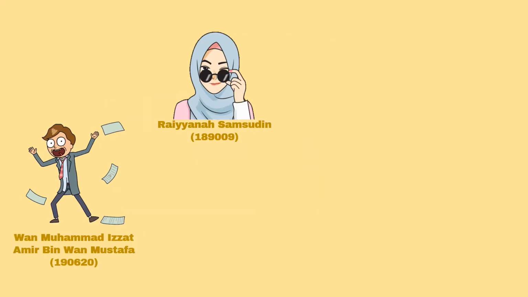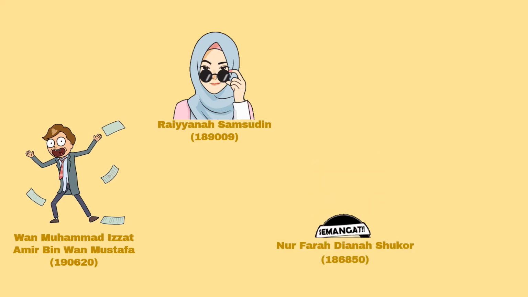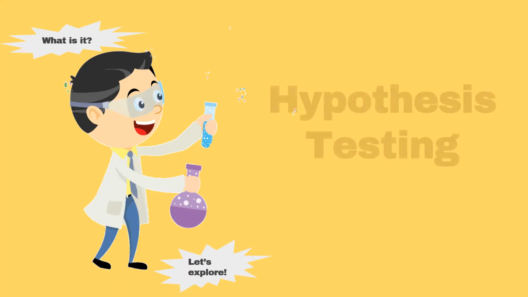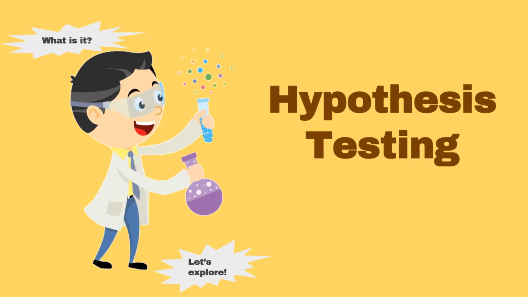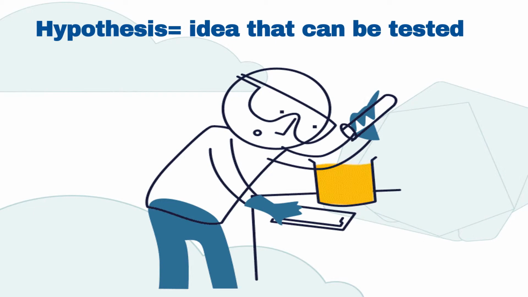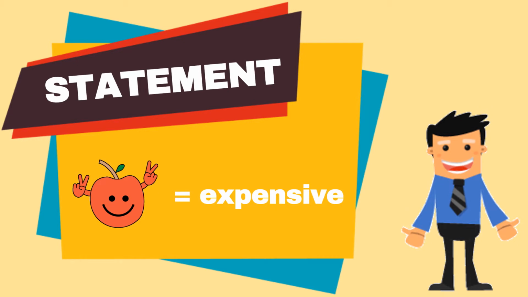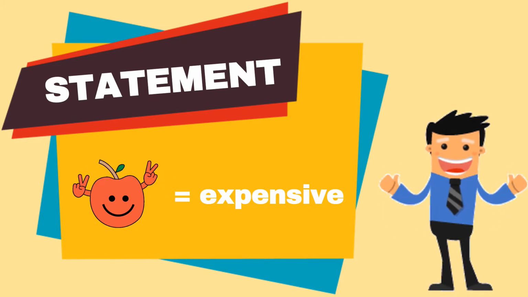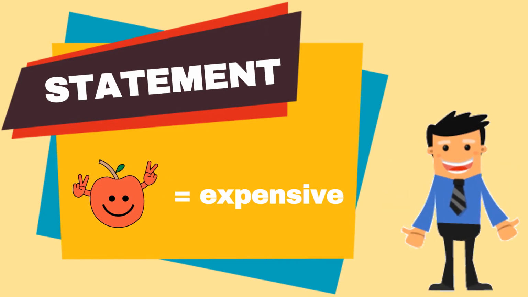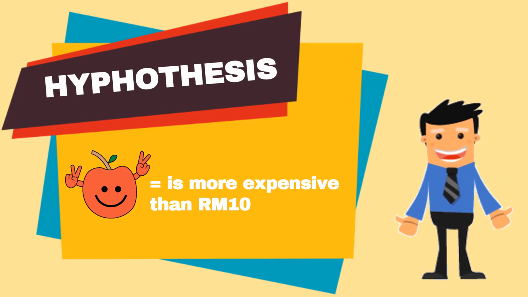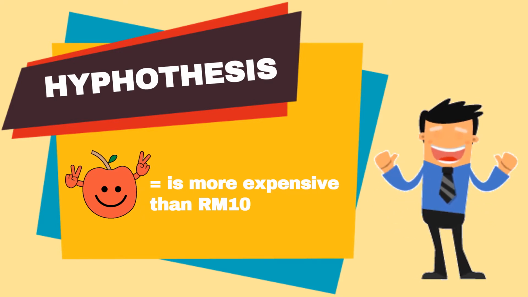In this video, we are going to look at the definition and the use of hypothesis testing in biostatistics. So what is hypothesis testing? A hypothesis is an idea that can be tested. If you say the apple in Malaysia is expensive, it is a statement or an idea but not testable until I have something to compare with. For instance, if I define expensive as any price above 10 ringgit, then immediately it becomes a hypothesis.